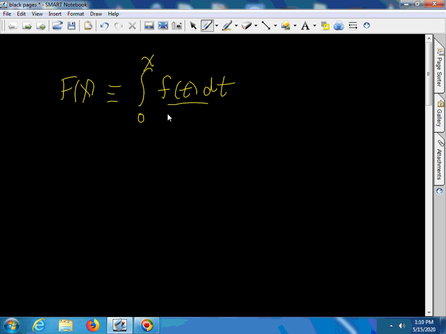Okay, big F and little f, they're not related at all yet. The integral of little f is not big F. We didn't show that yet. That's what we're going to show now.